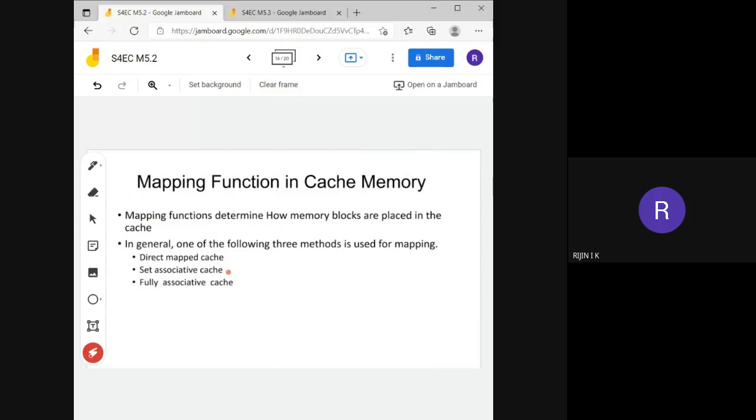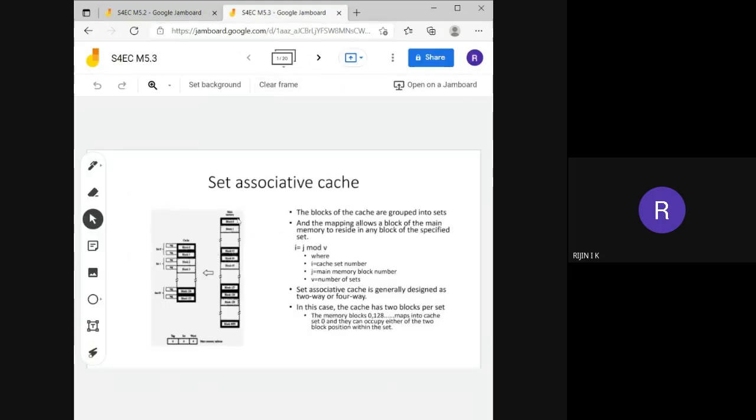Then the next one is set associative mapping. This is what set associative mapping is.